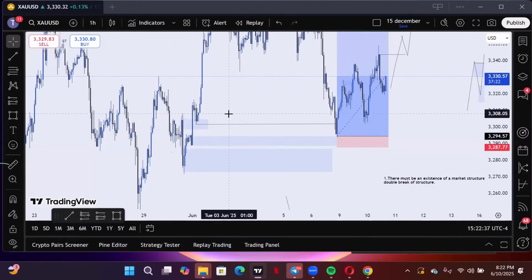So wherever the candle closes, the POIs below or above, depending on whether it's a downtrend or an uptrend, are the ones you're going to pay attention to. I hope it's understood now.